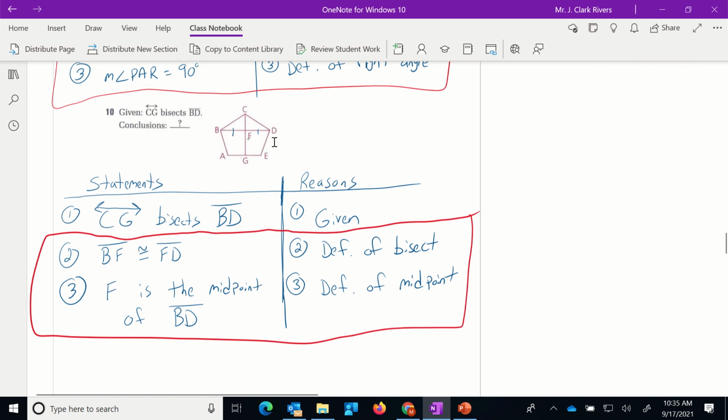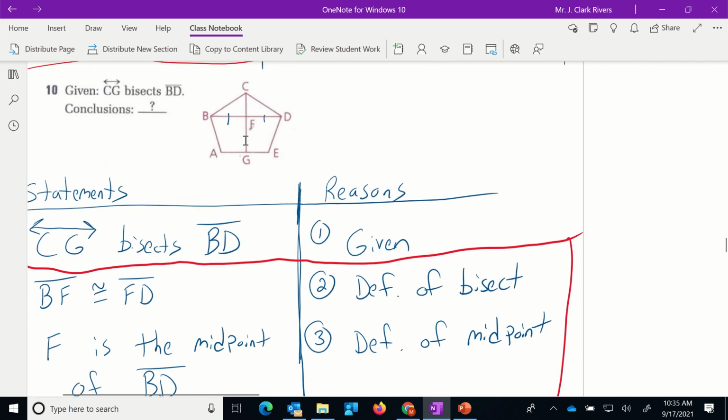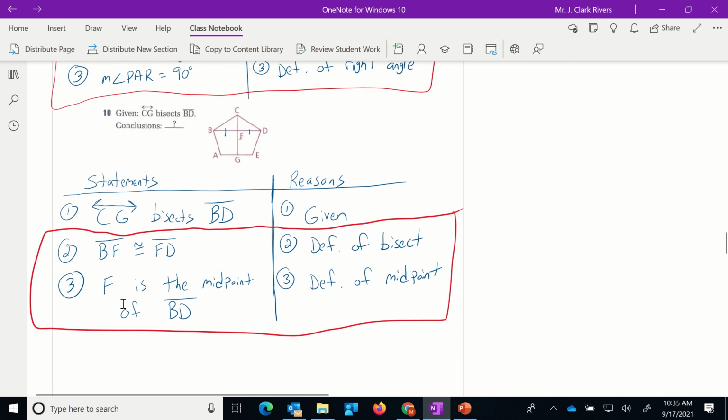If BD is bisected and BF is congruent to FD, then F has to be the midpoint of BD. That's the definition of midpoint. Questions on that?